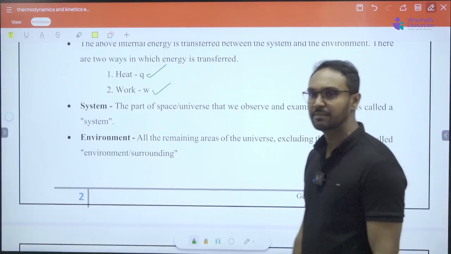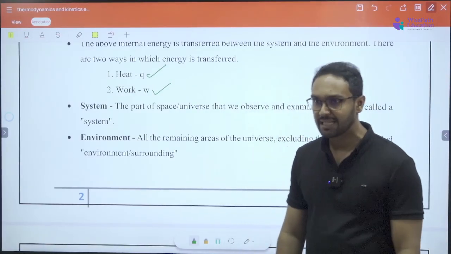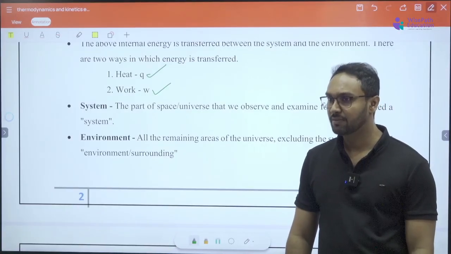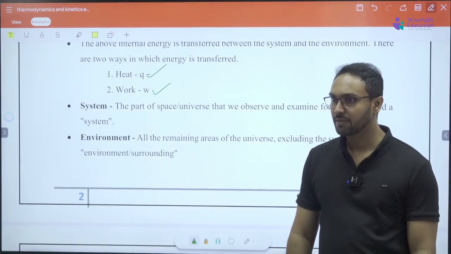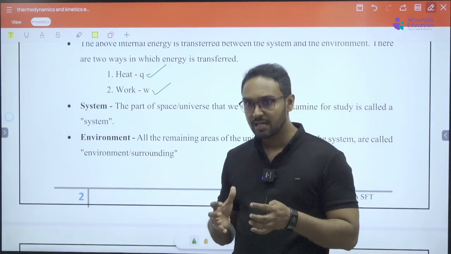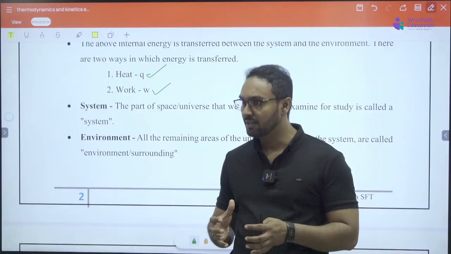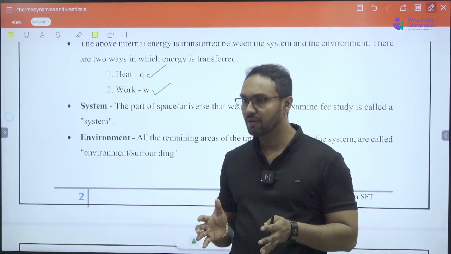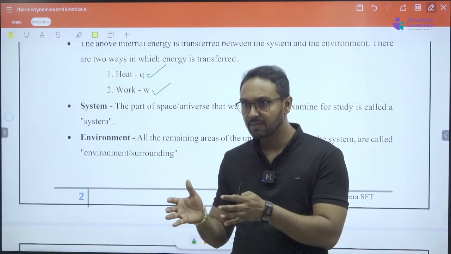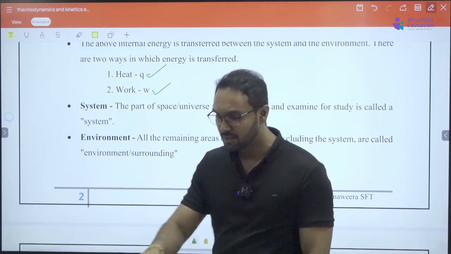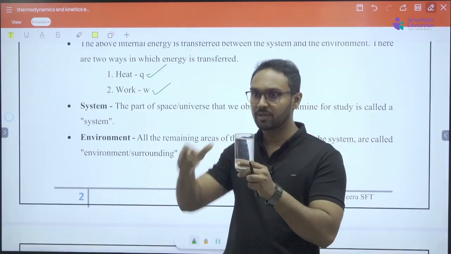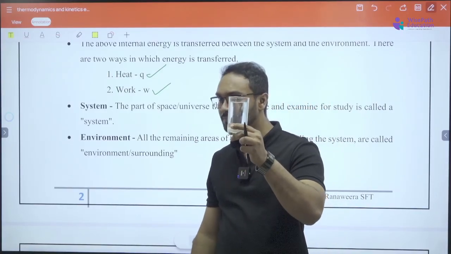So the system is the part of the space that we observe. If you are taking yourself, that is the part of the space that we examine. If you are taking something to examine or observe, that becomes the system. So if I start to examine this glass of glucose water, this becomes the system.